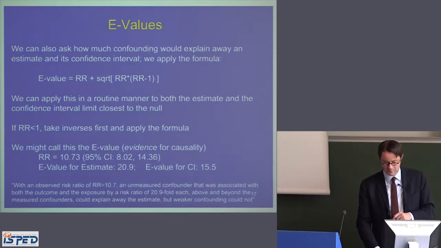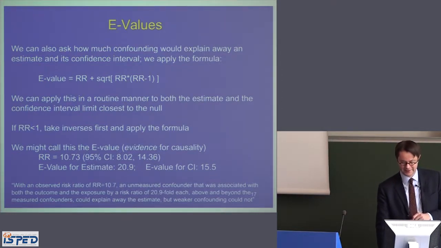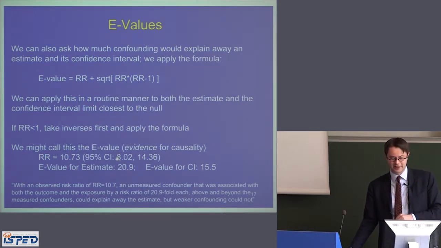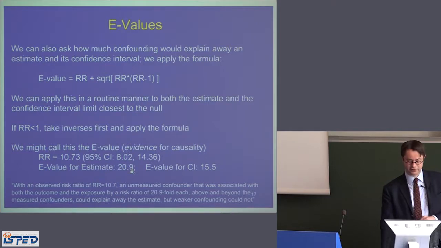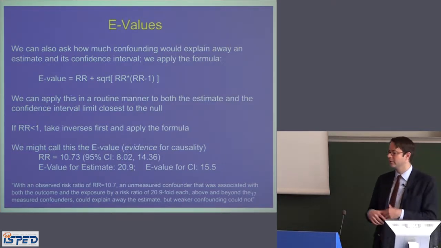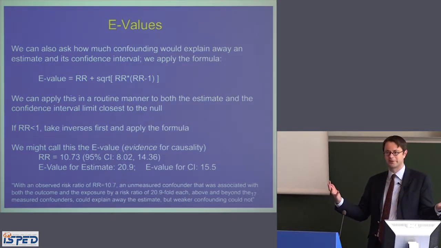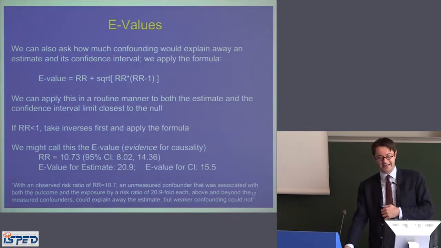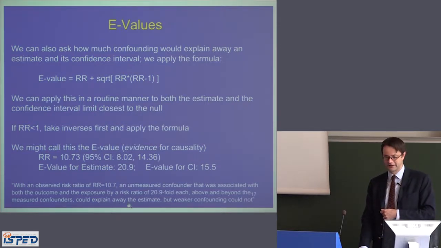We'll come back to examples with less extreme risk ratios, but the generalization of that Cornfield procedure suggests that even more substantial confounding is needed. So that's what the e-value is, and the proposal is always to report the e-value for both the estimate and for the confidence interval. It can be done very easily, and it can be reported very easily as well.